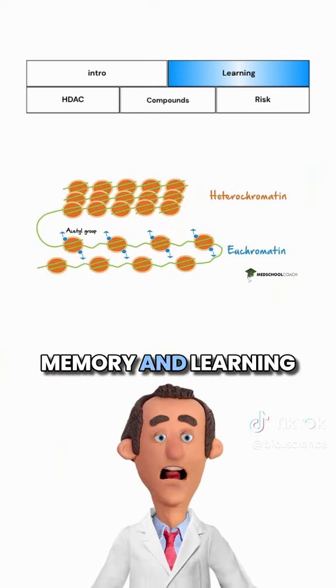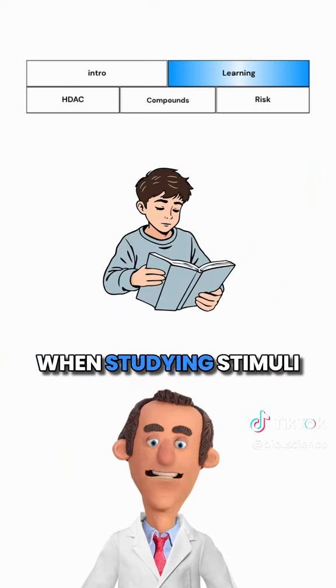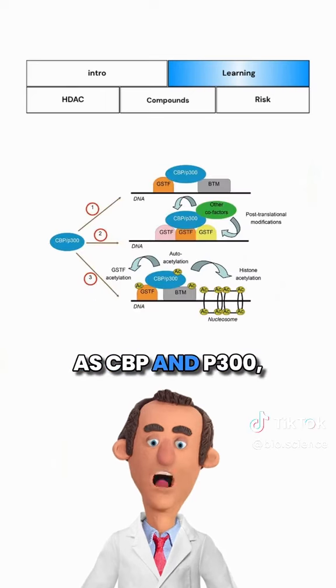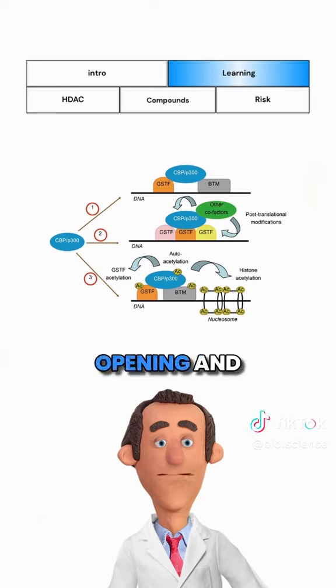At rest, memory and learning critical genes are locked in a transcriptionally silent state called heterochromatin. When studying, stimuli activate HATs such as CBP and P300, which briefly reverse this lock by adding acetyl groups and recruiting other proteins involved in opening and transcription.